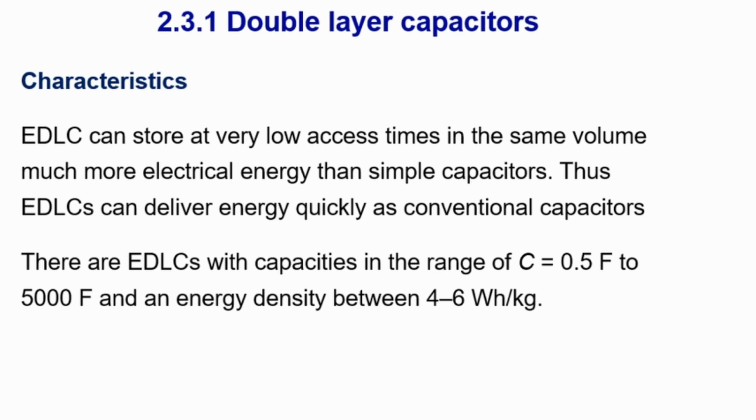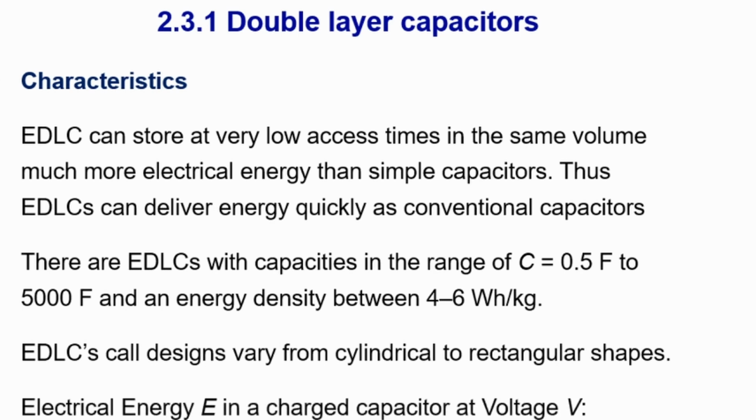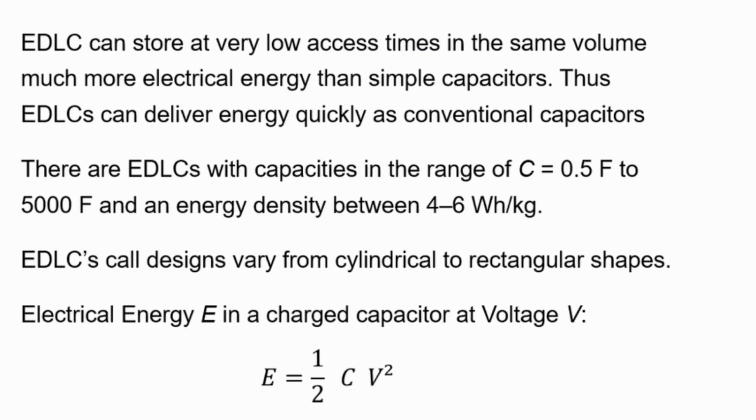The range is from 0.5 farads to about 5,000 farads. We saw just this typical device with 3,500 farads. Energy density is quite low, 4 to 5 watt hours, not kilowatt hours, but watt hours per kilogram. And yes, the shapes can vary from cylindrical to rectangular. The energy stored in a capacitor is one half, as you see, the capacity here given in farad, and then the voltage squared, half of it.